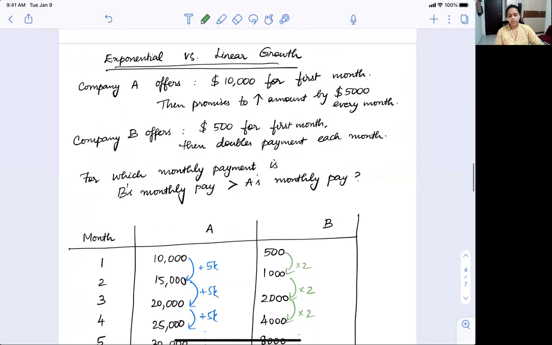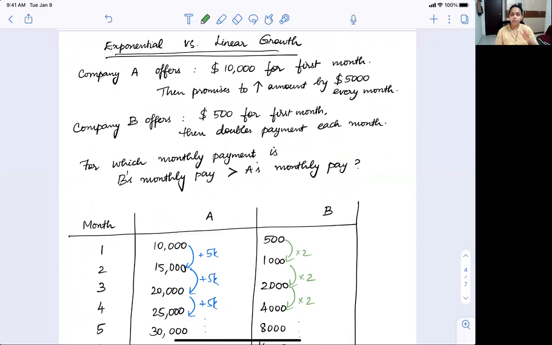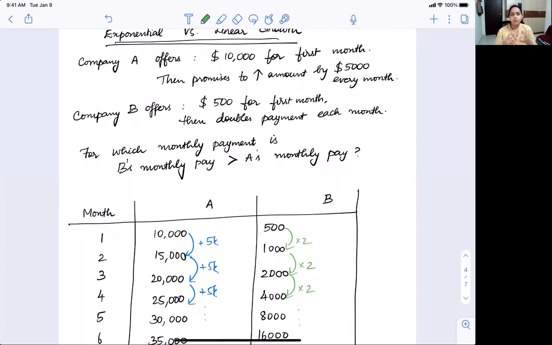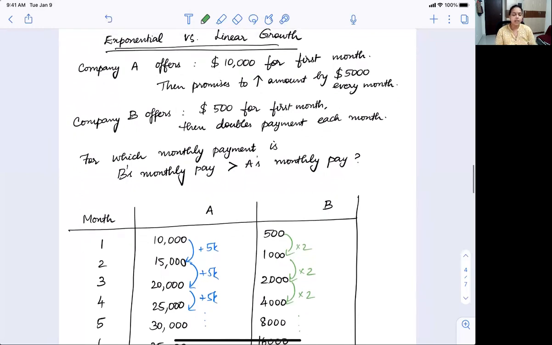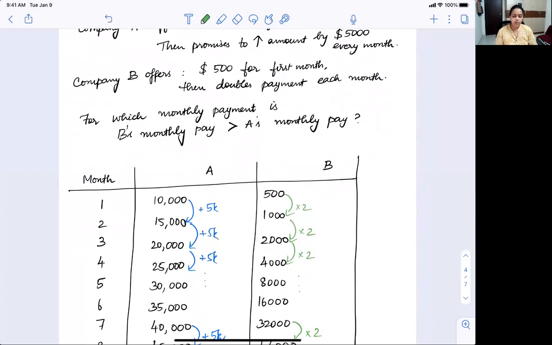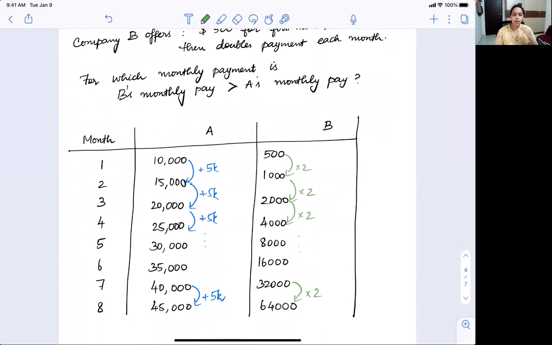Now, I have another example here, which shows you the difference between linear growth, which is change by a constant amount, and exponential growth, which is change by a constant factor. Go through this example, and this is another illustration of the power of compounding, or power of exponential growth. So there are two companies which offer a certain monthly payment. Company A starts off at 10,000 and promises to increase the amount by 5,000 every month. So the amount changes by a constant amount every month.